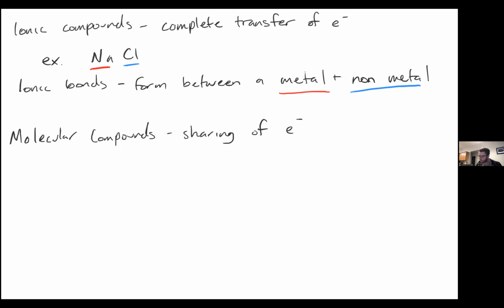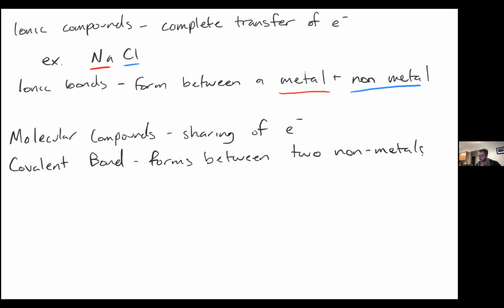Okay, and a covalent bond. This forms between two nonmetals. Okay, so a good example of this would be H2O.